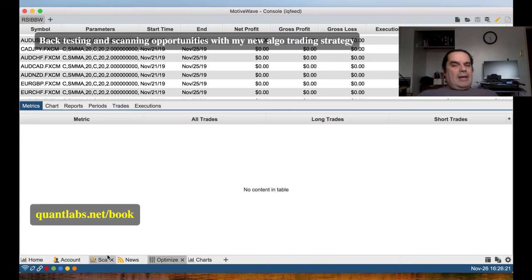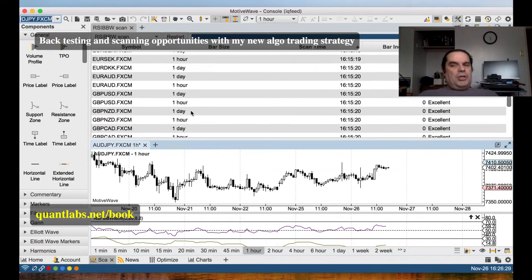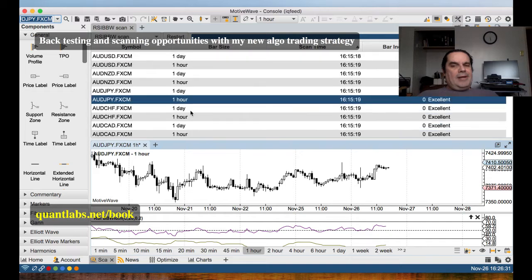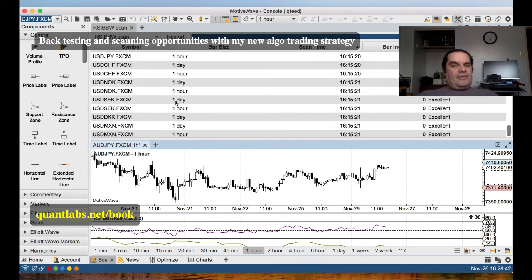So the scanning allows you to see what is currently having a good chance of meeting those trading conditions for the entry and exit of that indicator, and it gets rated. So these are the excellent ratings for these particular pairs that are mentioned here. And again, you'll notice this is for both hourly and daily data.